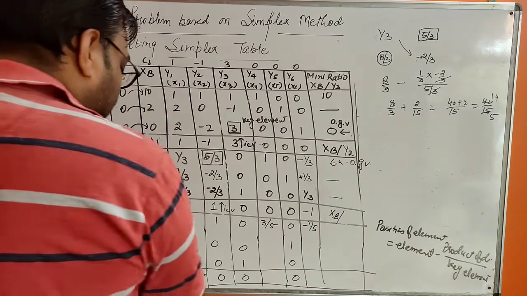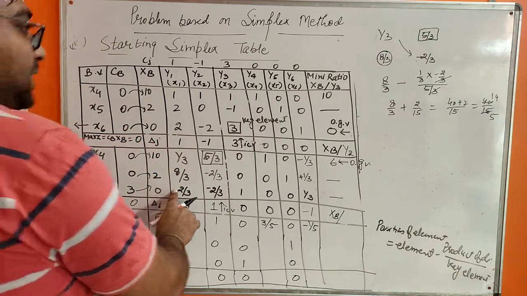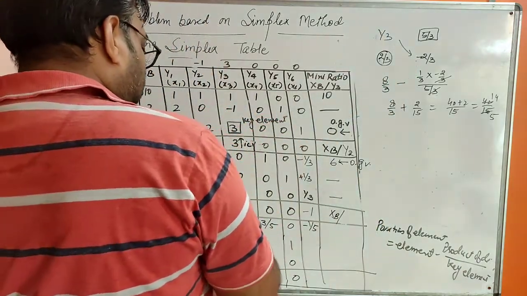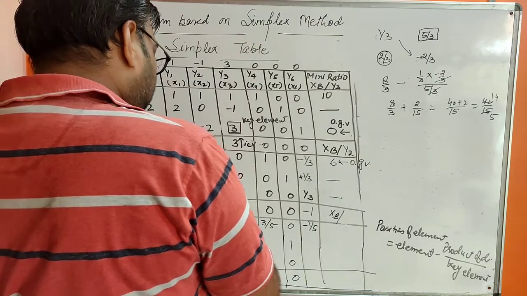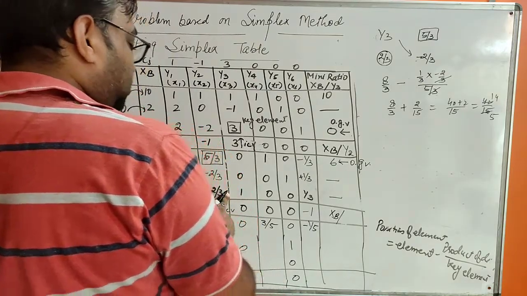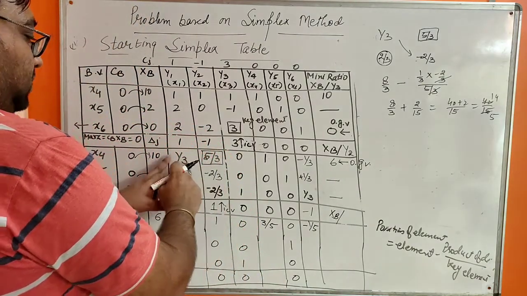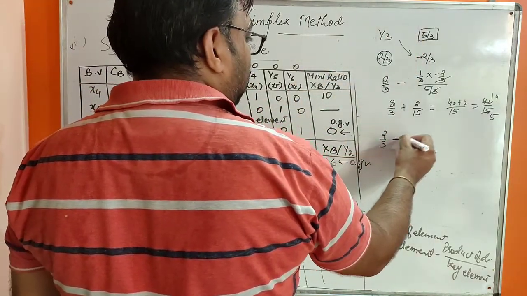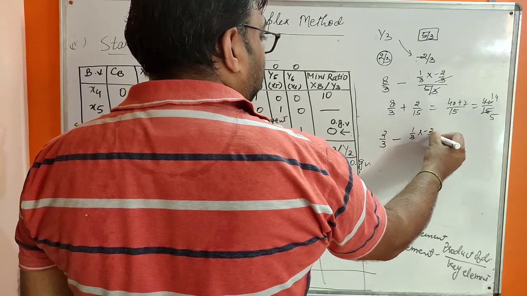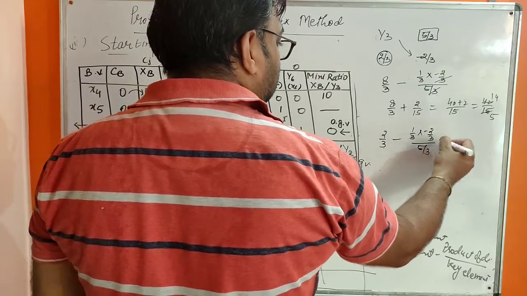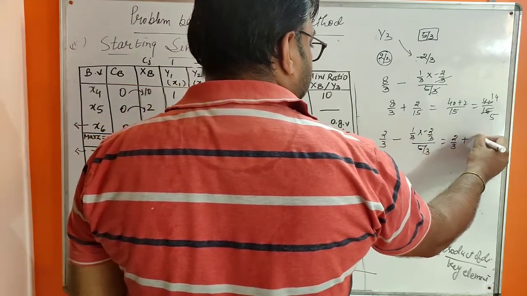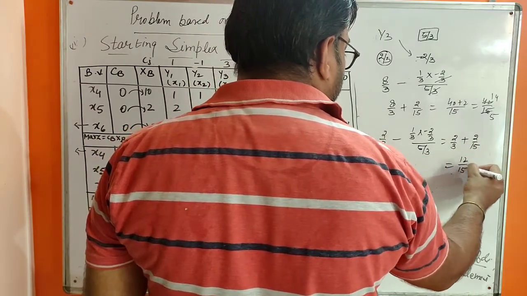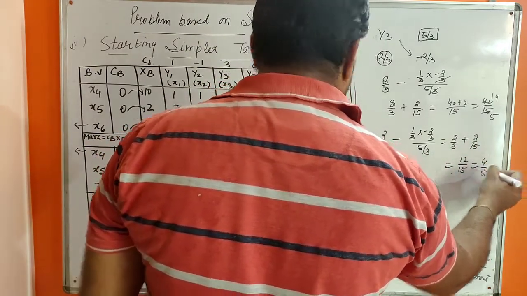Now the next element is 2 by 3. So this will be 2 by 3. The element in front of this particular element in the key element column is minus 2 by 3. Key element 5 by 3. This is 1 by 3. So this condition will exist. That is 2 by 3 minus 1 by 3 into minus 2 by 3 upon 5 by 3. That is 2 by 3 plus 2 by 15. That is 12 by 15, or 4 by 5.